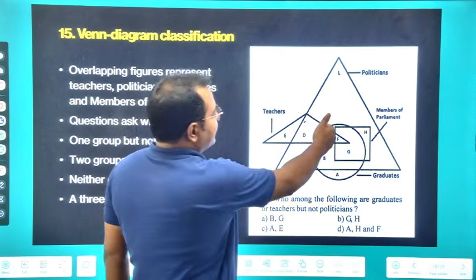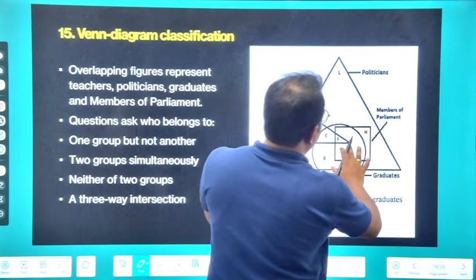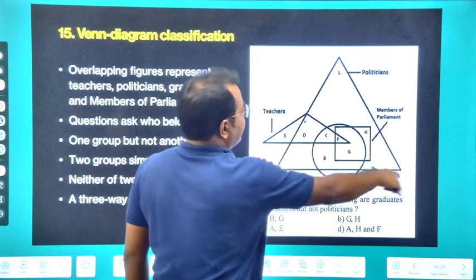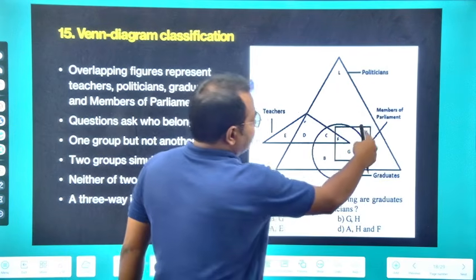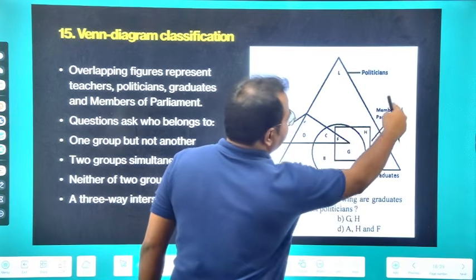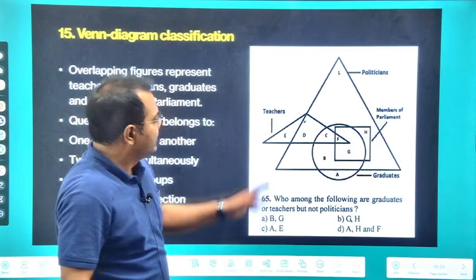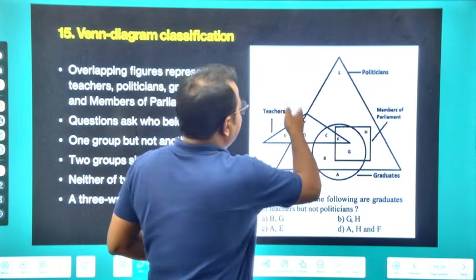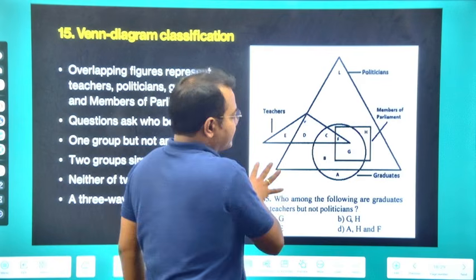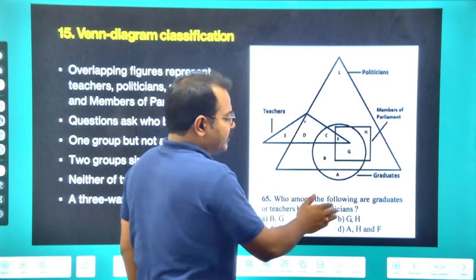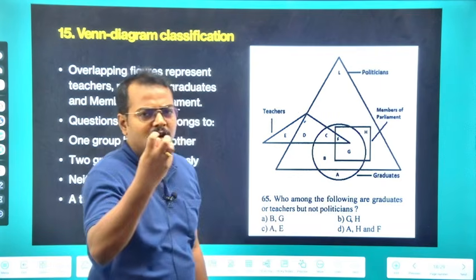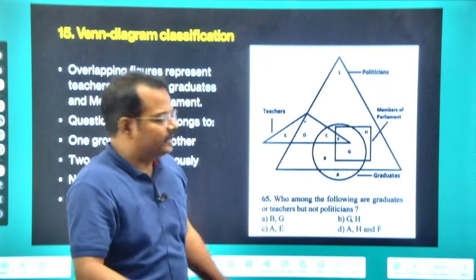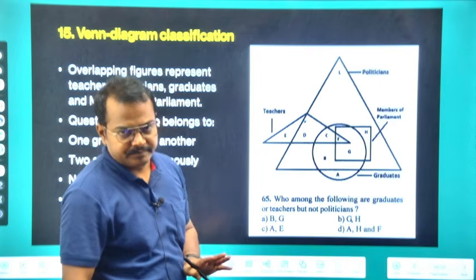So now they will give some kind of Venn diagram in which each shape is representing something. For example, this triangle is representing politicians. Then this square is representing members of parliament, MPs. Then this broad triangle, whose base is more and height is less, represents teachers. Then the circle is representing graduates. Then they will ask questions like how many politicians are teachers, how many politicians are graduates. This type of questions they can put.